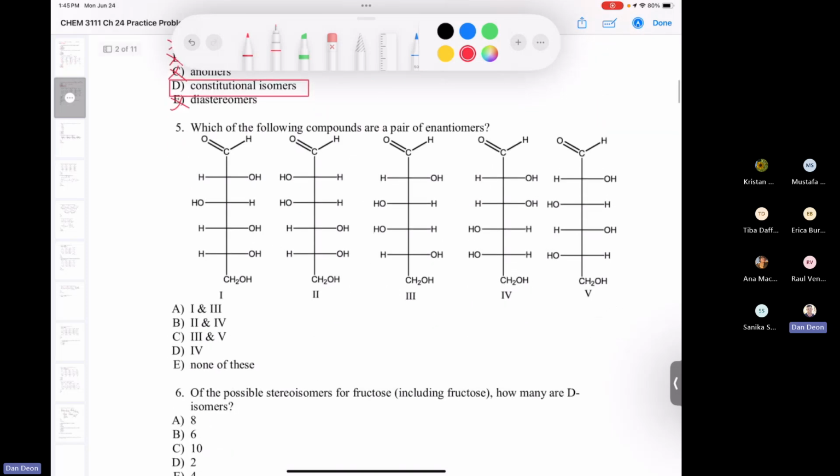Okay, next one is we're looking for a pair of enantiomers. So each one of these compounds has 4 stereocenters, and we're looking for the 2 compounds where every stereocenter is inverted. And if you look at compounds 2 and 4, you can see this stereocenter is inverted, this one is inverted, this one is inverted, and then finally this one is inverted. So those are definitely enantiomers of each other. So the answer is 2 and 4. So 2 and 4 would be B. So all we do is we look for inversion at each one of the stereocenters.